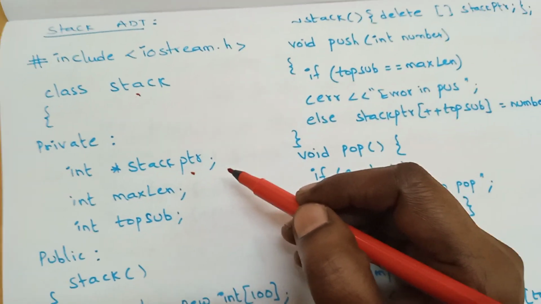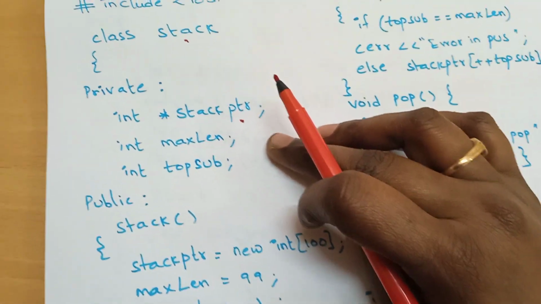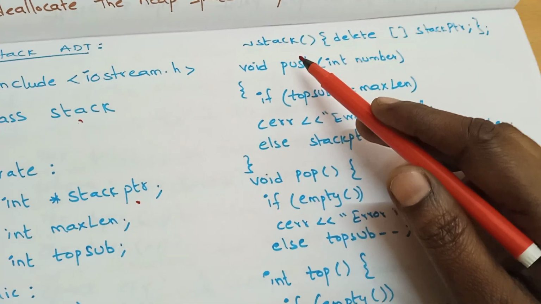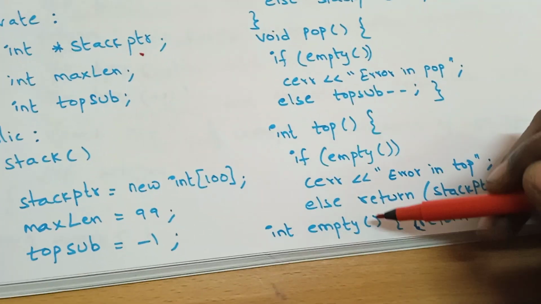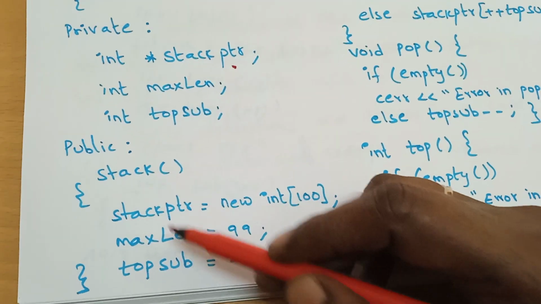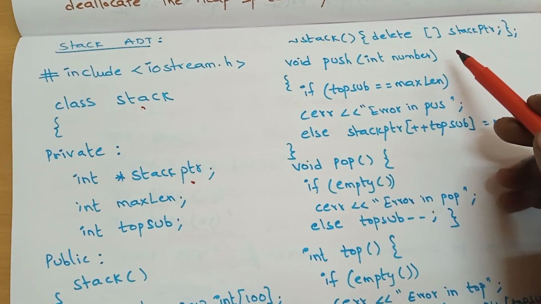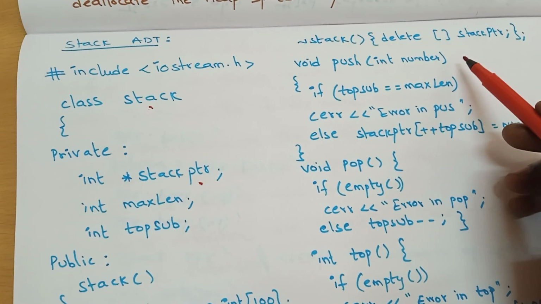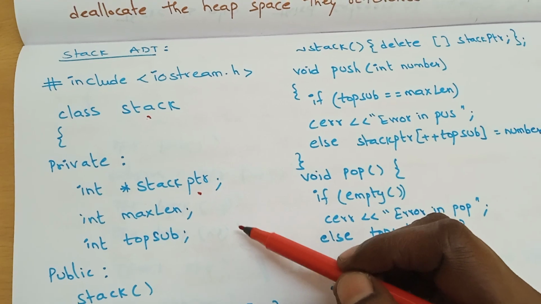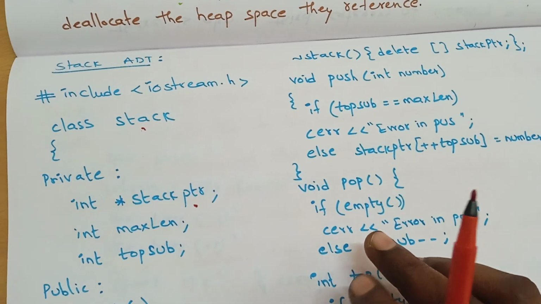The class also has four public member functions, which are push, pop, top, empty, as well as a constructor and a destructor. All of the member function definitions are included in the class, although they could have been externally defined. So I'll explain two programs.